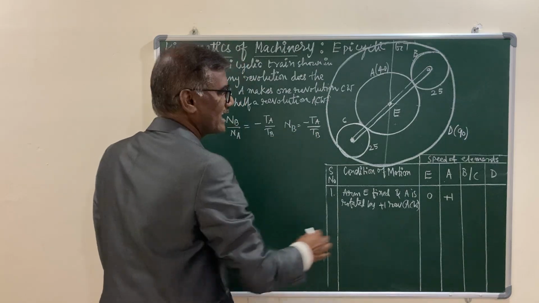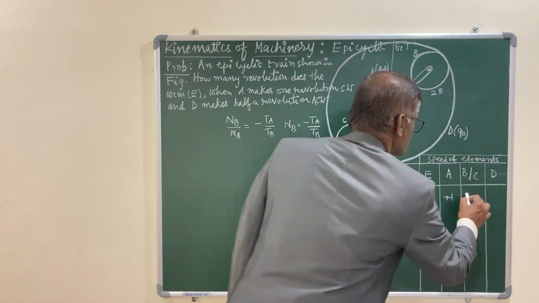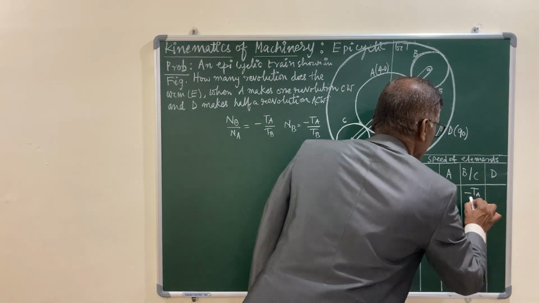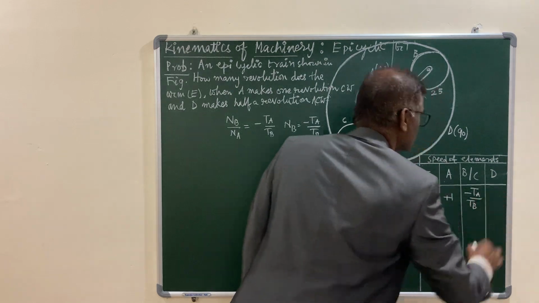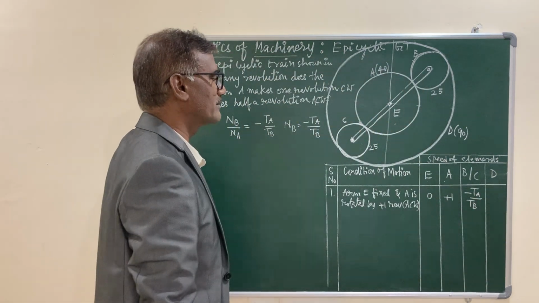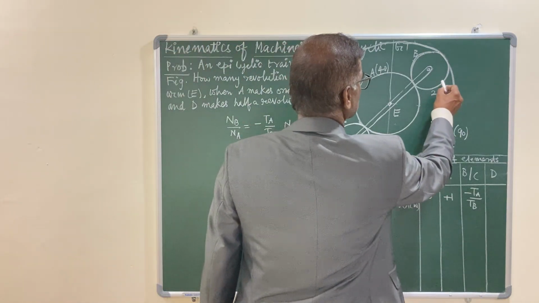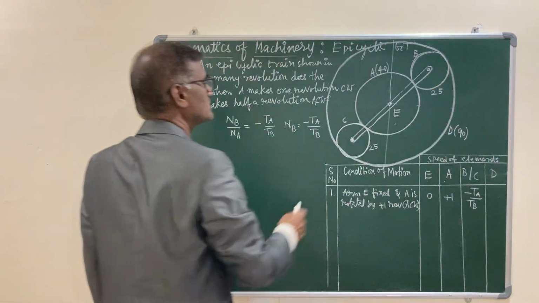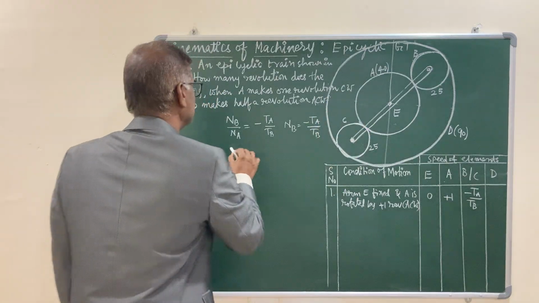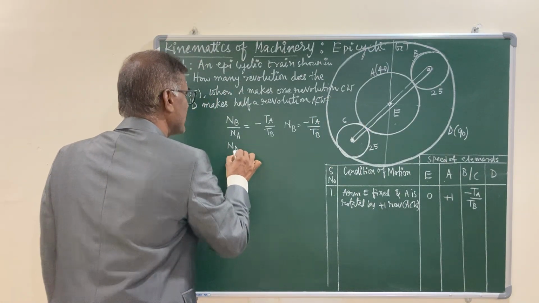So write down this NB, which is also the same as this, it is minus TA by TB, the speed of your B or C. So after this, the motion or the power is transmitted from B to D. So write down the train value between B and D.